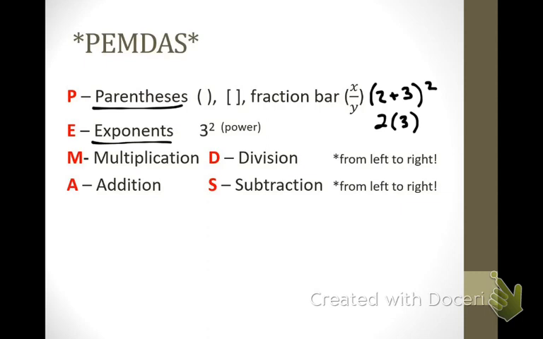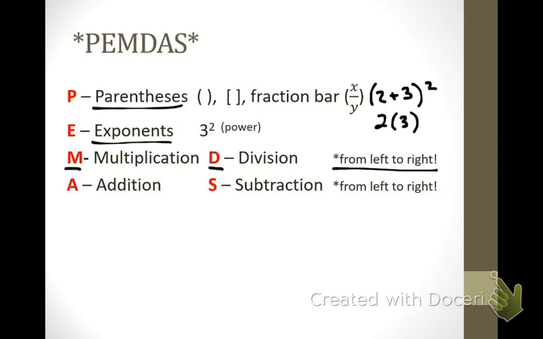Next up, after you have evaluated any kind of work inside the parentheses and then you've evaluated what your exponents are, the next thing you're going to do is M or D for please excuse my dear Aunt Sally. So you're going to do multiplication and division. This right here, it doesn't matter which one you do first. You're just going to be working from left to right. So you'll do whatever's on the left side first and then work toward the right.